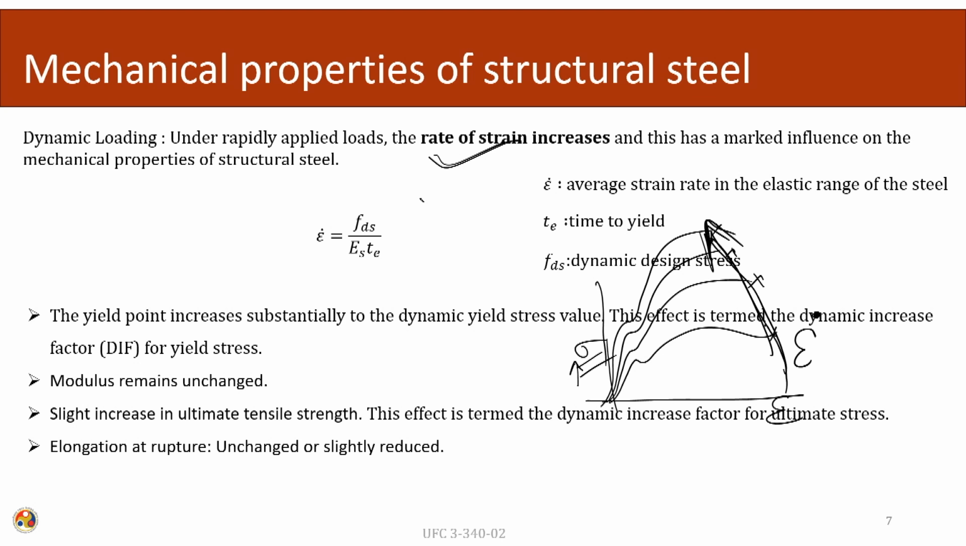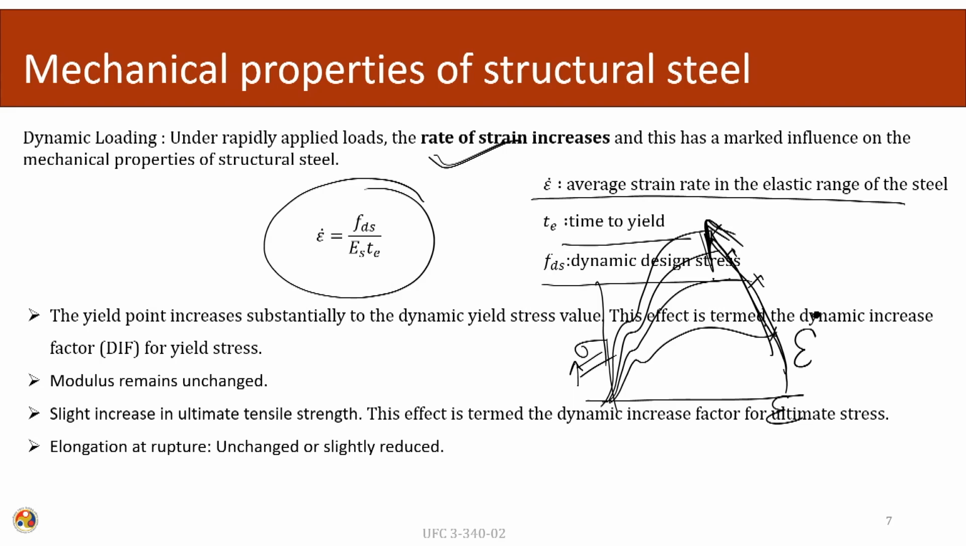So, this is an estimate of the strain rate. This is the average strain rate in the elastic range of the steel. T is the time to yield and FDS is the dynamic design stress. As compared to the static stress, there is an increase in the dynamic range. Due to the strain rate, this dynamic effect comes into play, which can be used in the design purpose. The yield point increases substantially to the dynamic yield stress value.